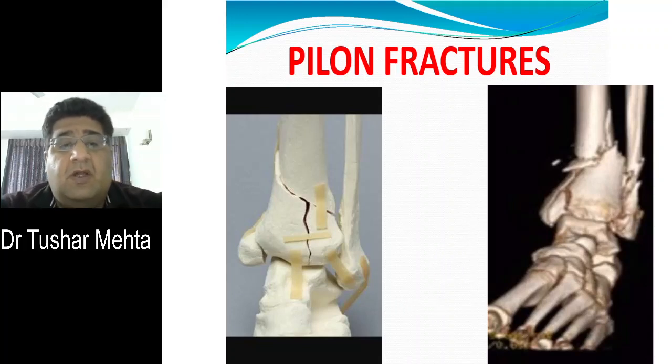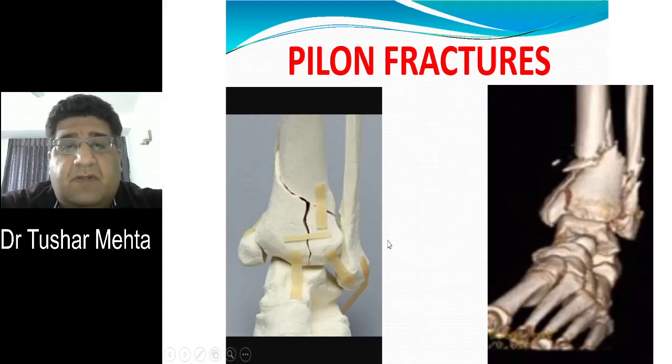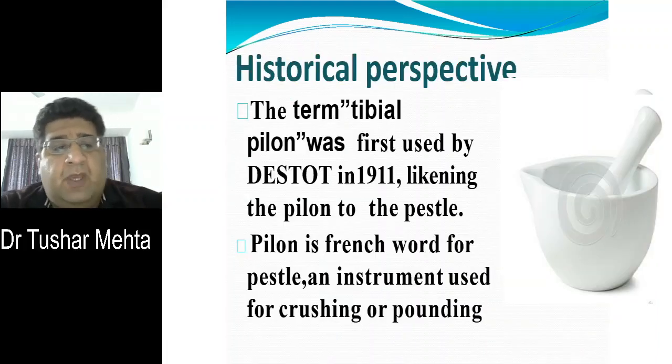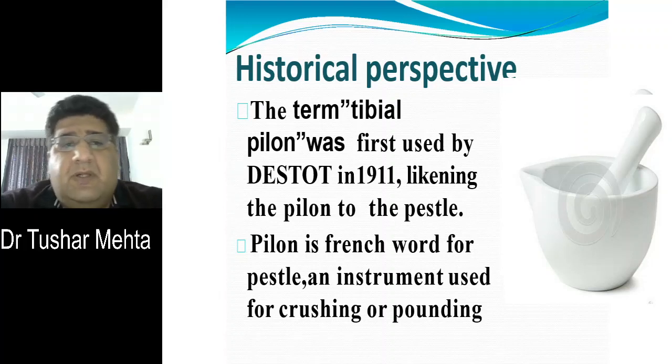I'm sure in this image, onto this side and onto this side, you can very well appreciate that this is a fracture of the distal end of the tibia, and there are more than a couple of fragments. Don't worry, we will start with the basics. First of all, the history. The word tibial pylon was first used by Destot in 1911.